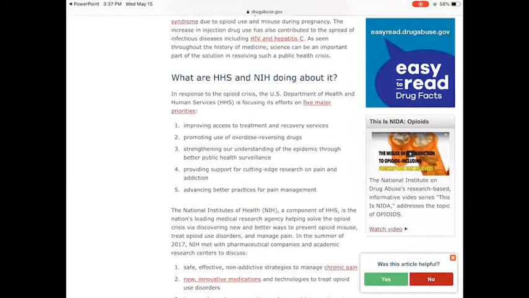So here's where I wanted to show you what the Health and Human Services and the National Institute of Health are doing about it. Five priorities. They want to improve access to treatment and recovery services. They want to promote use of overdose reversing drugs. So that would be where we're trying to get more Narcan out in the streets and get lay people trained in Narcan. How can we strengthen our understanding of the epidemic through better public health surveillance?